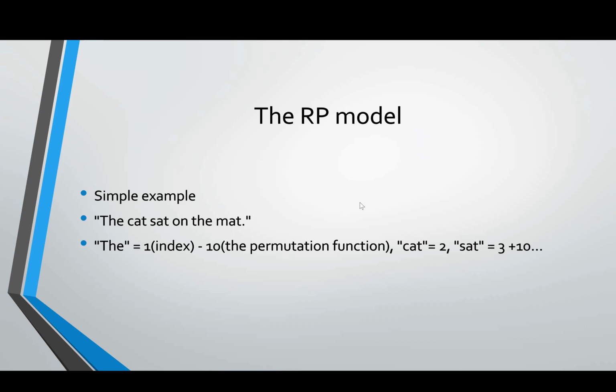In a real-world scenario, these vectors would be much more complex than simple numbers. And the permutation function would be much more complicated than just adding or subtracting certain numbers. But the key idea is that this method encodes the position of words relative to the target word, cat in this case, in a way that can be mathematically manipulated.